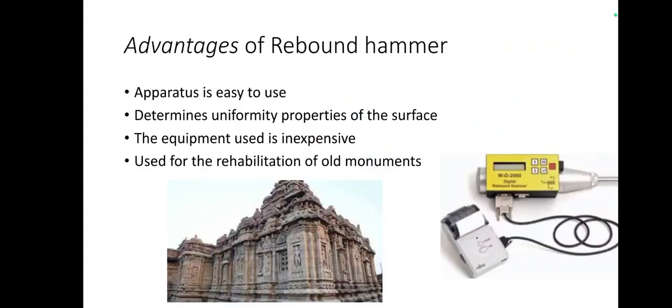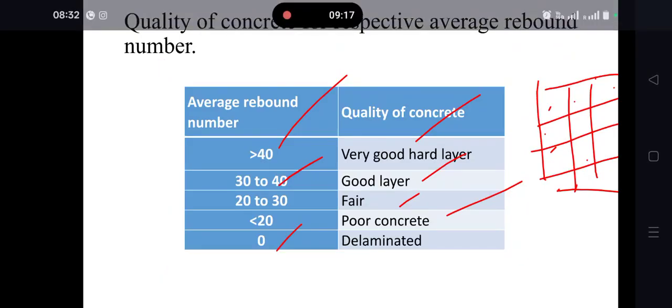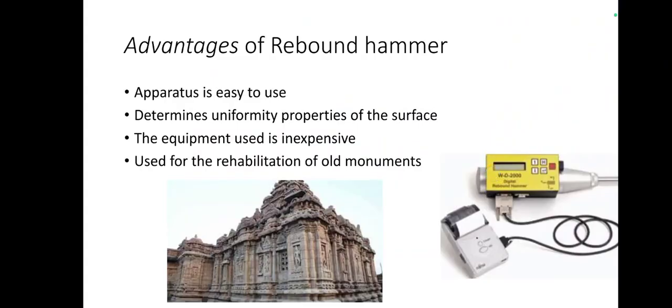Regarding the advantages, actually this apparatus is very easy. Any person can use it because it is light in weight, and there are no complicated readings involved. If you just do the test, the indicator will show the rebound number value, and it also determines the uniformity property. Uniformity property means wherever I test it, it will tell whether the concrete is uniform or not. And also this equipment is inexpensive, so the cost, when compared with a compression testing machine which is there in the lab, is comparatively very less.